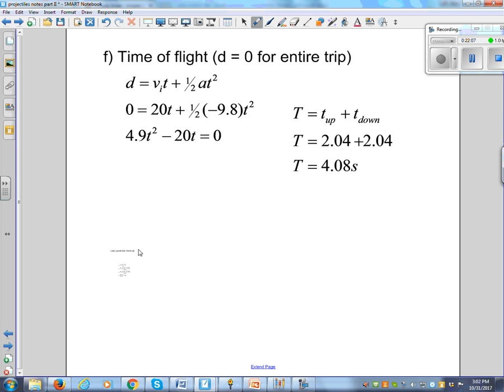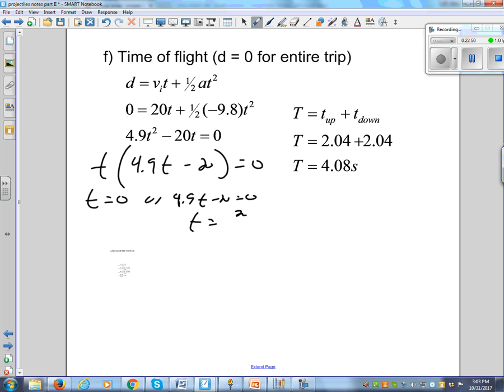which is a quadratic. Now, do you remember when we did Fred and Barney, and we factored out a t? I'd be left with 4.9 t minus 20. I'm just factoring out a t, which means either t is 0 or 4.9 t minus 20 is 0, which makes t equal to 20 over 4.9.